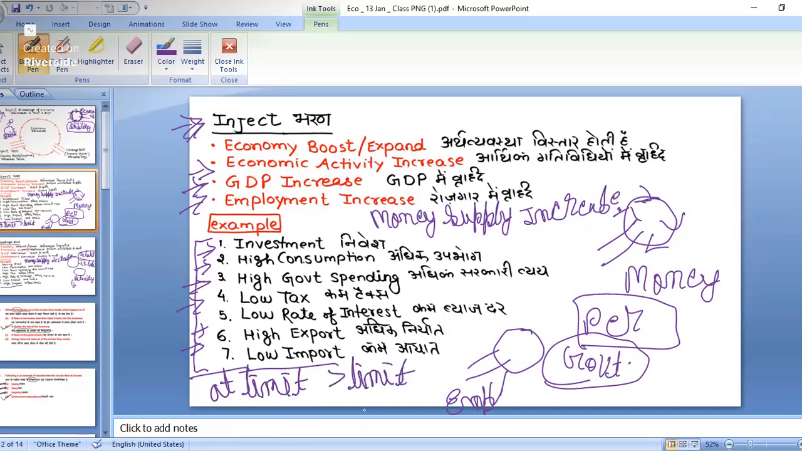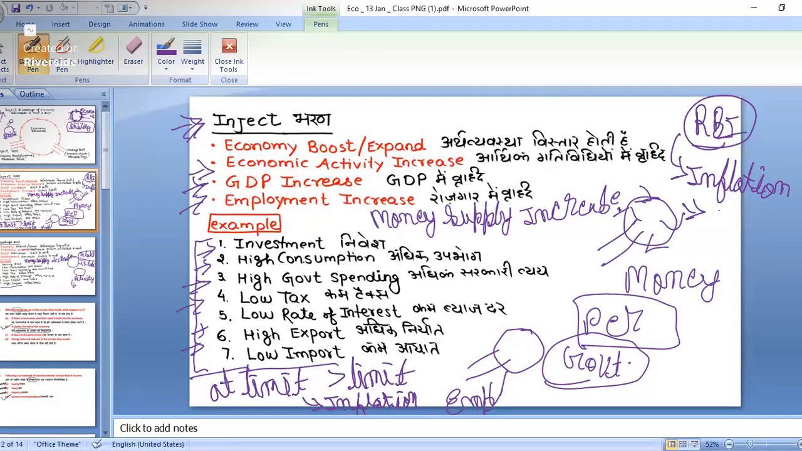what will happen? In that case, there might be inflation. If we inject more than the limit, there will be inflation. Suppose RBI started printing more notes. In that case, there will be high demand, and inflation will increase. When people see that there is more money in the market, they will increase the prices of goods. So there will be inflation. So up to the limit, if you inject something, that is good.